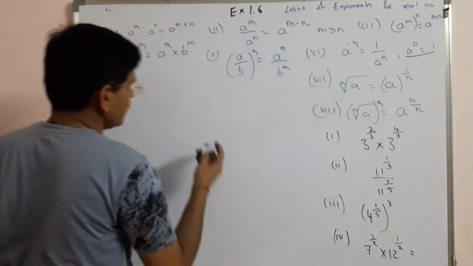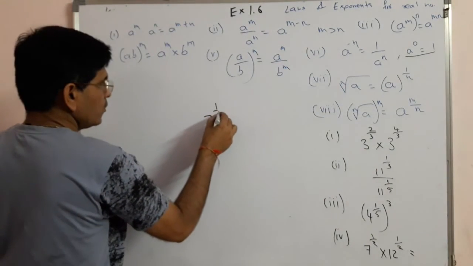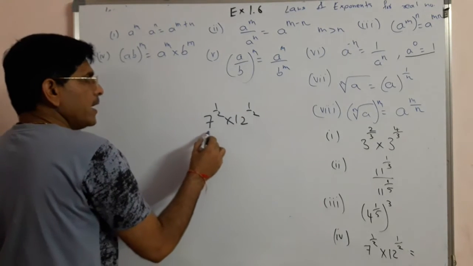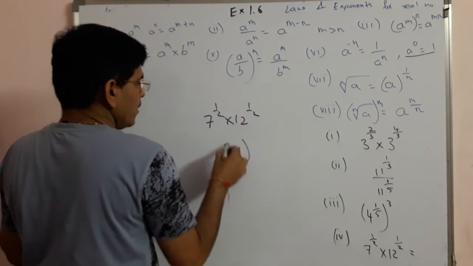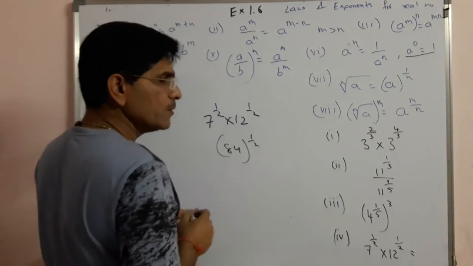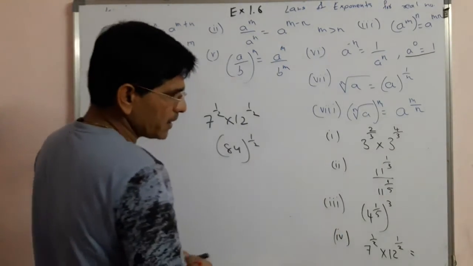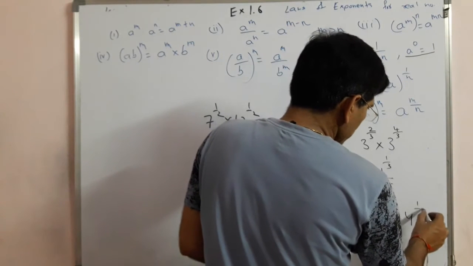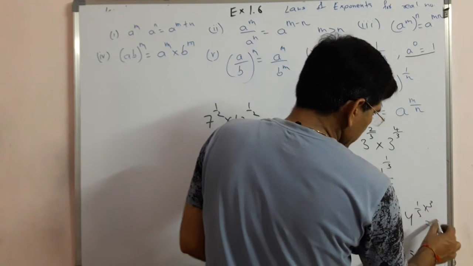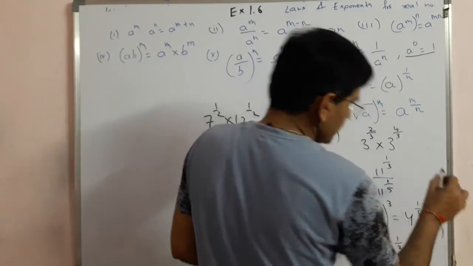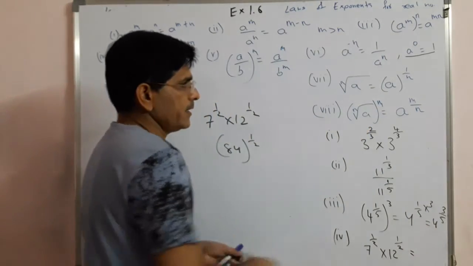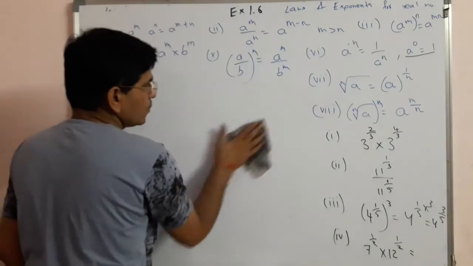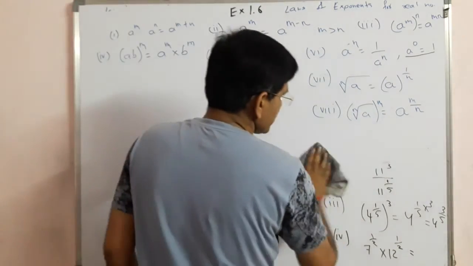From the fourth sum we are doing 7 to the power 1 by 2 multiplied by 12 to the power 1 by 2. So 12 into 7, that is 84 to the power 1 by 2. Now power of power multiplication: we are doing 4 into 1 by 5 multiplied by 3, that is 4 to the power 3 by 5. So these are all the 8 rules that you have to do in exercise 1.6.